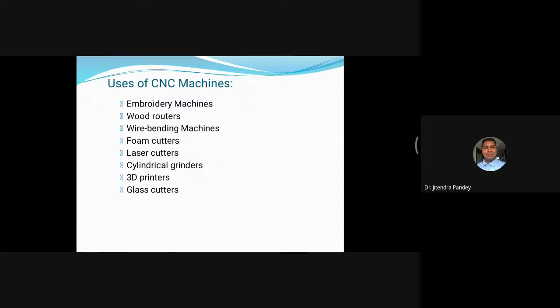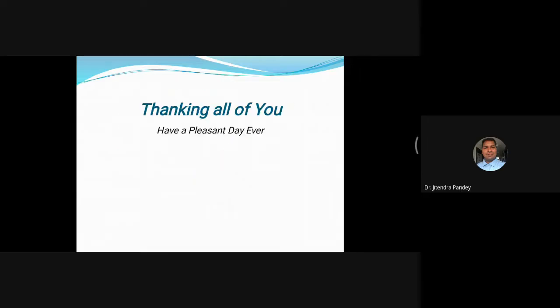यूज ऑफ CNC मशीन क्या है? कहाँ भाई? एम्ब्रॉयडरी वर्क में है, वुड राउटर में है, वायर बेंडिंग मशीन, फोम कटर, लेजर कटर, सिलिंड्रिकल ग्राइंडर, and 3D printing and glass cutter. Where we are going to use a CNC machine. Okay, thank you for all. Have a pleasant nice day.